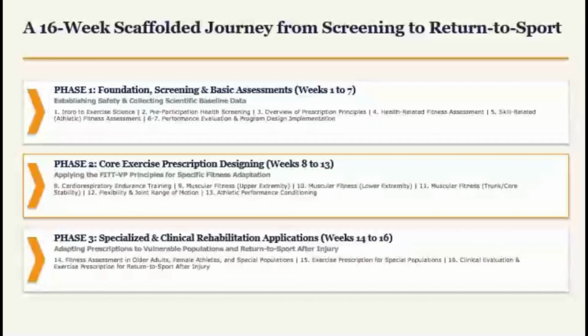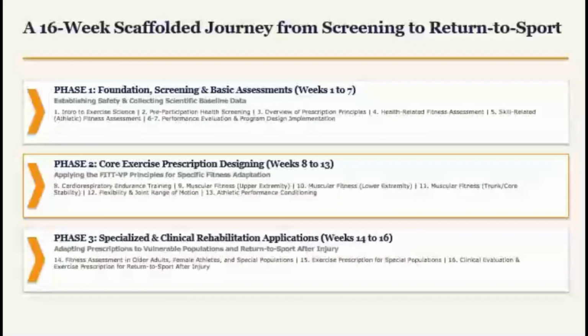Phase 2 covers weeks 8 to 13: core exercise prescription design. Now that they have baseline data, we teach them how to apply the international FITT-VP principles, namely frequency, intensity, time, type of exercise, volume, and progression. They design target protocols for cardiorespiratory endurance, muscular fitness for upper, lower, and core muscles, and flexibility training.